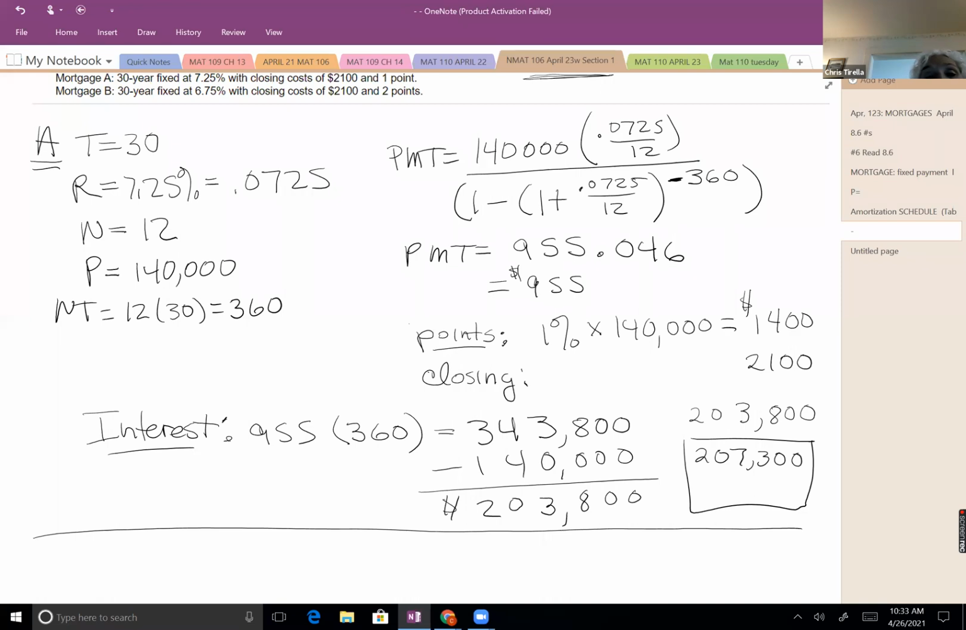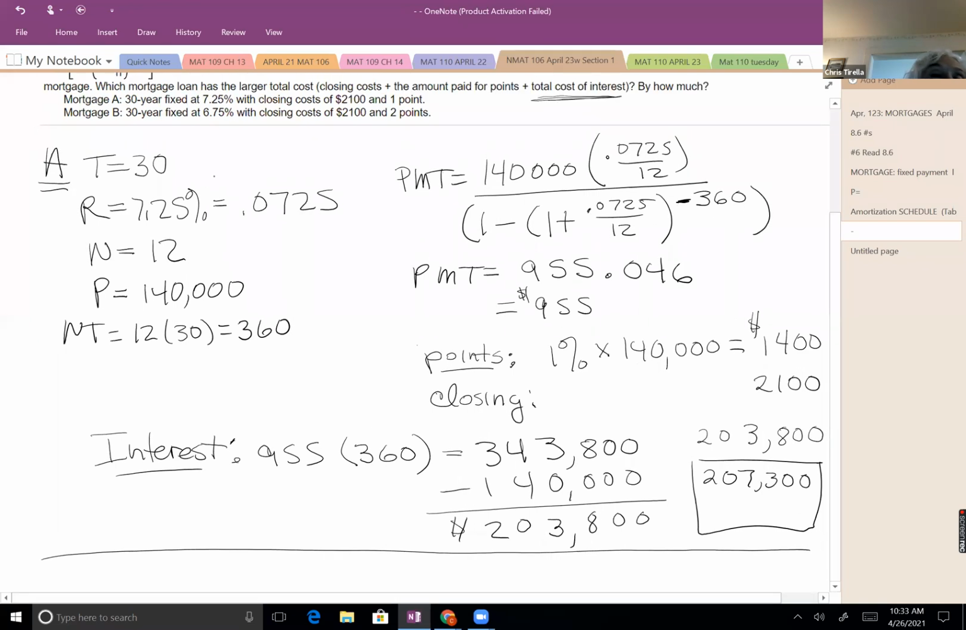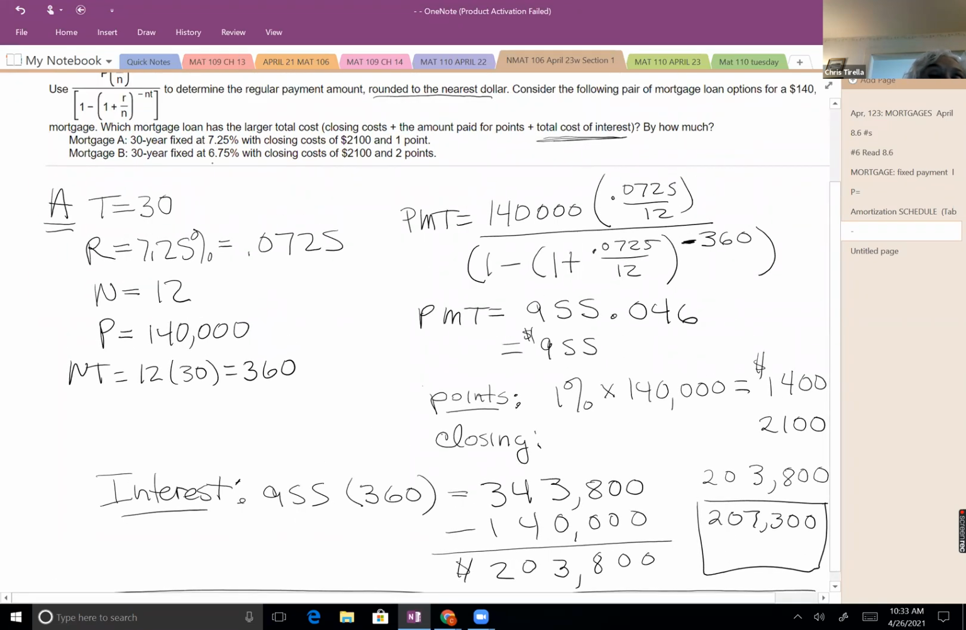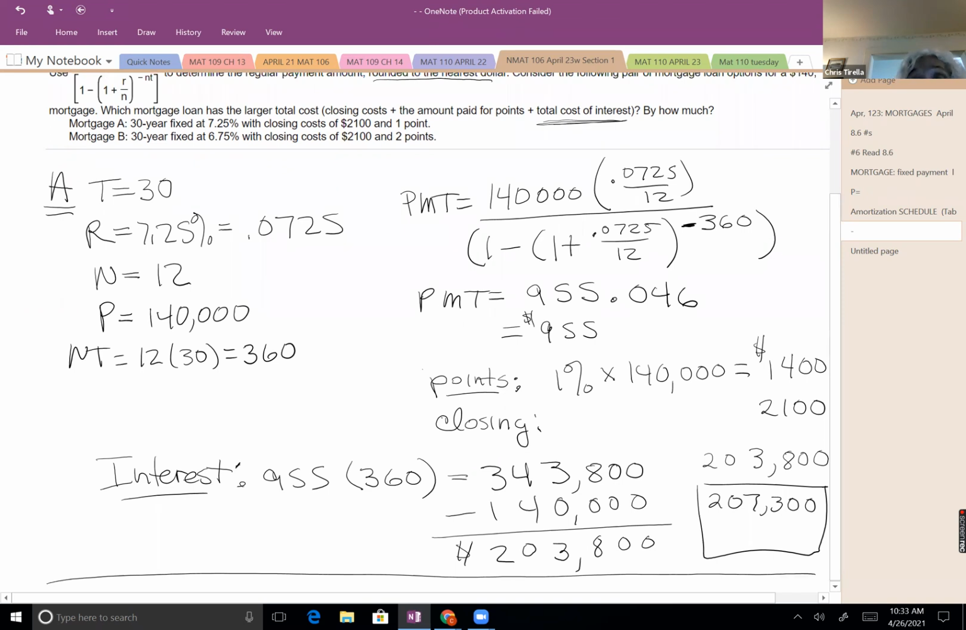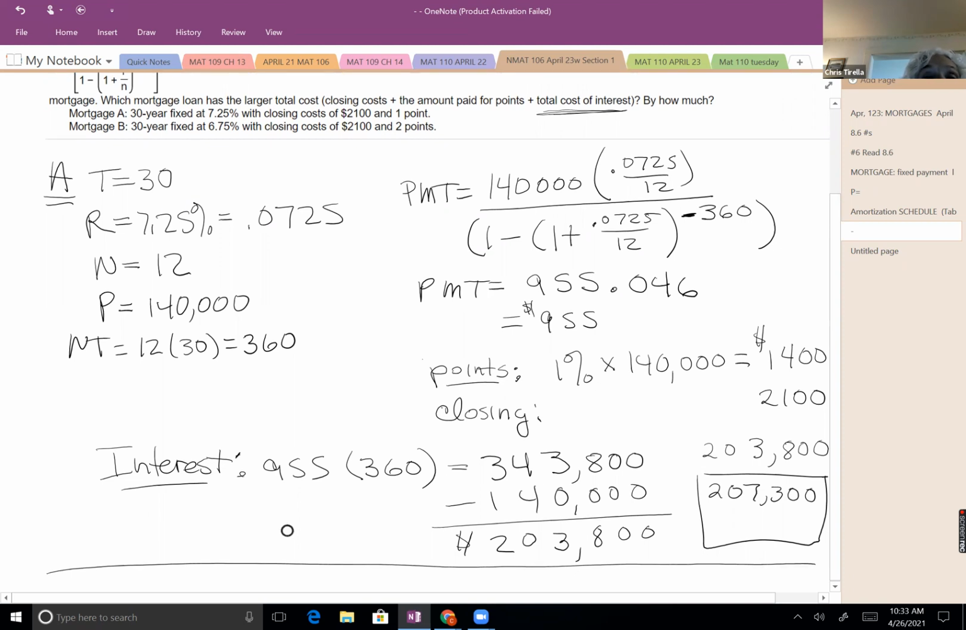And over here, when we talked about points before, we talked about how sometimes you can get a lower interest rate if you pay more points. And sometimes you have to look and see whether the interest rate is enough lower to make a difference in the big picture, as opposed to the cost of points or not. And so let's go through and do this for mortgage B.